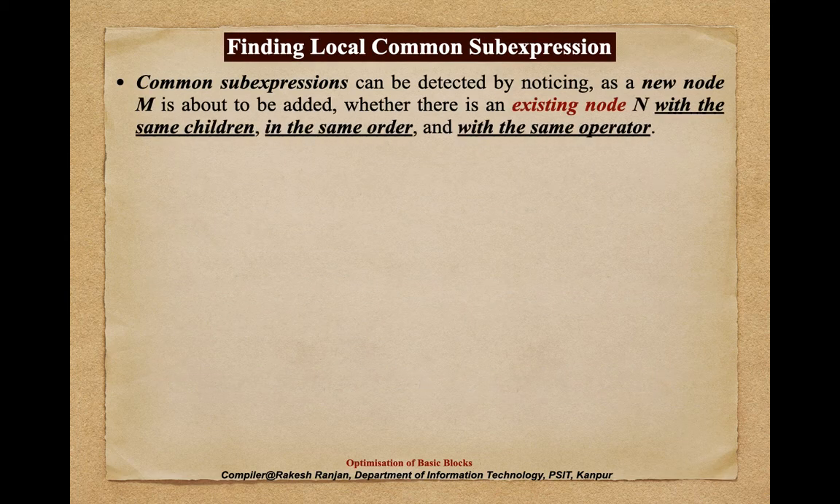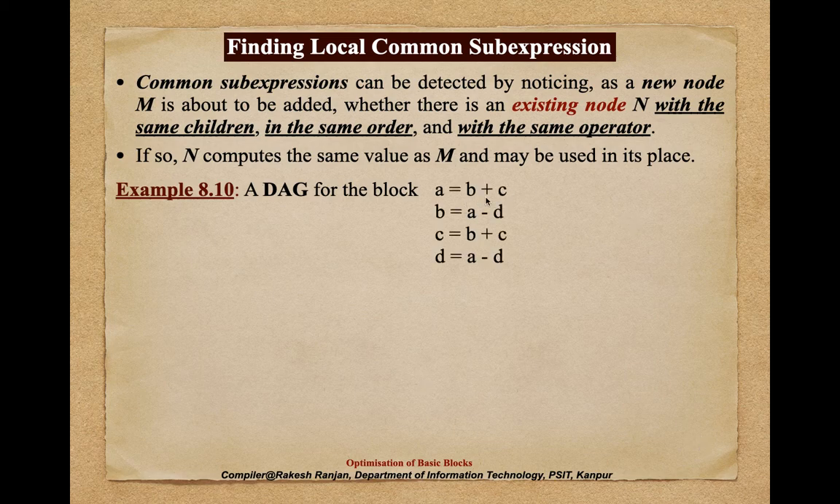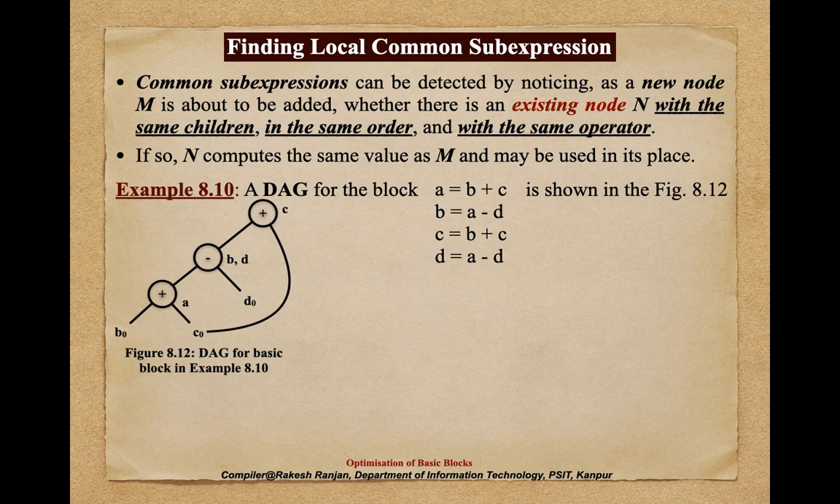Now, finding the local common subexpressions. For the common subexpression, we will take one example. Let us consider we have a = b + c, b = a - d, c = b + c, d = a - d, and here we have the DAG for a = b + c. So we have here b, here c, the b + c is here, and then we have a - d. So here we have a, and here we have a - d.